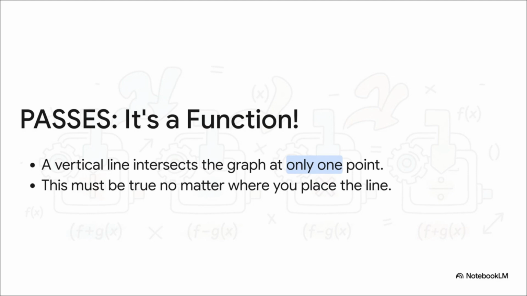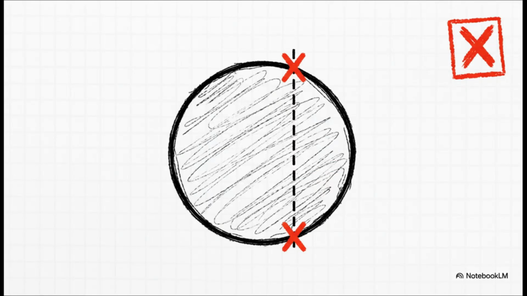Here's how it works. Imagine you have a vertical line, like a ruler held straight up and down, and you just sweep it across the graph. If that line only ever touches the curve at one single point at a time, no matter where you are, then boom, it passes. It's a function. This parabola right here is a perfect example. But if you can find even one single spot where that vertical line hits the graph in more than one place at the same time, it fails. It is not a function. And this is why a circle isn't a function. See how a vertical line can slice right through it in 2 spots? That's the fail condition.